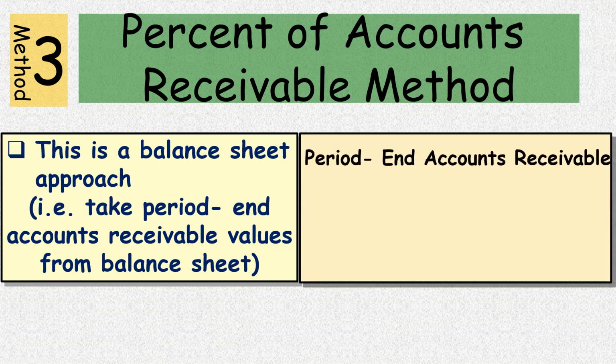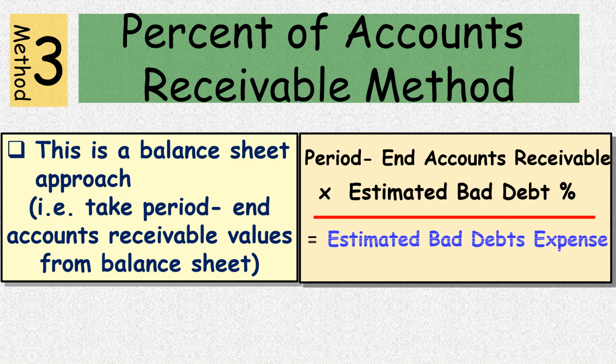Well, we take the period end account receivables. It could be at the end of the month if you are calculating bad debt expense on a month-to-month basis, or it could be at the year end if you are doing the bad debt expense entry at the year end. Anyway, you will start with the period end account receivables multiplied by the expected bad debt percentage. Once again, every business has some sort of bad debt expense, so they have a percentage for that based on their experience, and that will give them the estimated bad debt expense.